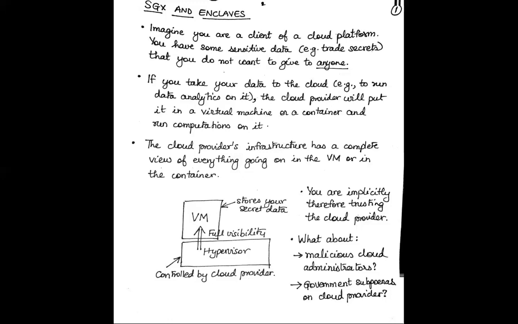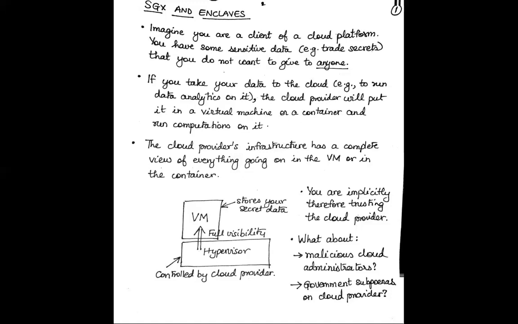Now, the problem is that the cloud provider's infrastructure has a complete view of everything that is going on inside the virtual machine or the container. So that's what this picture here shows. Here is the virtual machine that's been assigned to you, and it stores your secret data. And here's the cloud provider's hypervisor. It runs on top of the cloud physical platform. The hypervisor has full visibility into what's going on inside the virtual machine.